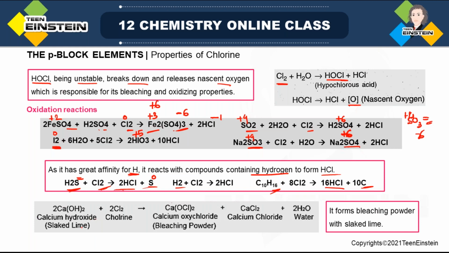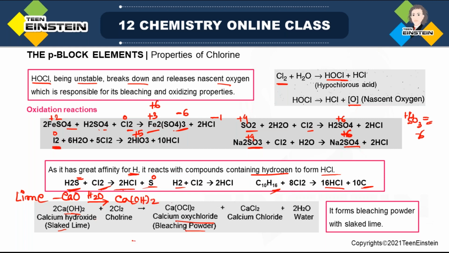How does it react with calcium hydroxide? Basically, after reaction with calcium hydroxide, there is formation of calcium oxychloride, which is also known as bleaching powder. Now, calcium hydroxide is also called slaked lime. If it is simply lime, the compound is calcium oxide. But when you are adding H2O to calcium oxide, there is formation of calcium hydroxide.